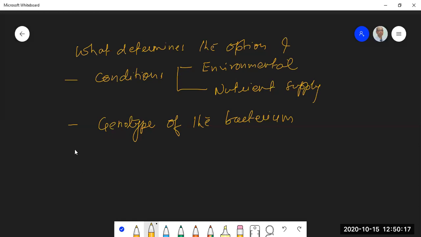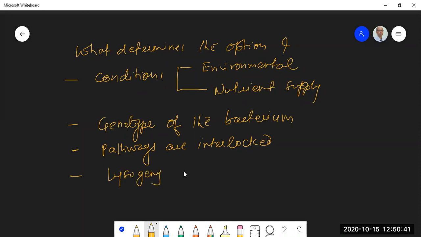What I was telling you is that these two pathways are beautifully interlocked, and we'll very soon see what is meant by that. There is always a switch from lysogeny to lytic. What is meant by that? As I have been telling in this lecture, the bacteriophage can enter into lysogeny, and the DNA can replicate along with the host DNA for generations.